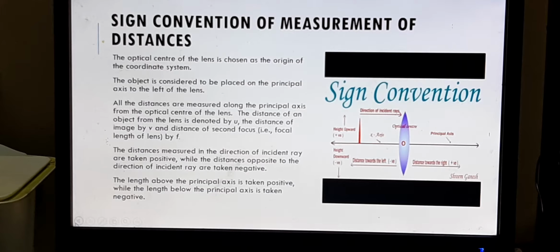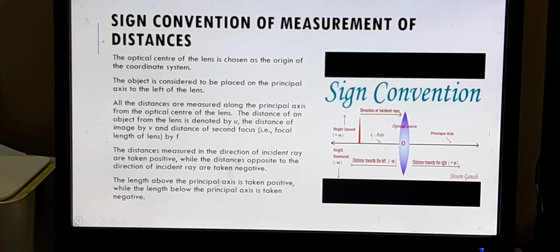Now we are looking at the sign convention of measurement of distances. So what does this mean? This is a rule for writing the signs for the values when we are trying to solve numerical problems based on optics, that is, the image formation in the case of convex lens and concave lens.